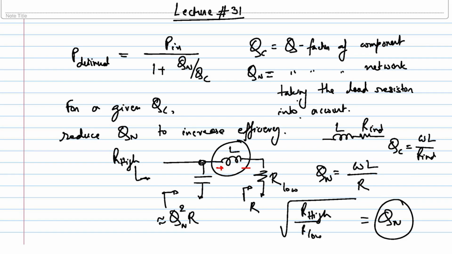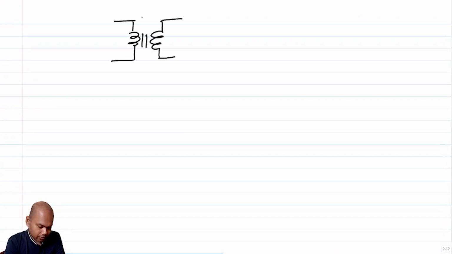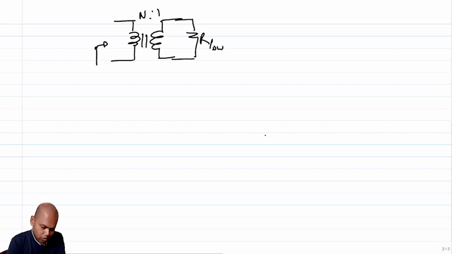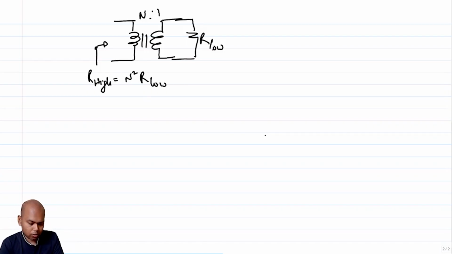So one way to go about thinking about it is, let me go back to that transformer analogy. So if I have a transformer which is like this, n is to 1, this is R, this is R low, this is R high, which is n squared times R low. This I can also do in 2 steps, right? I need not do it in 1 step.